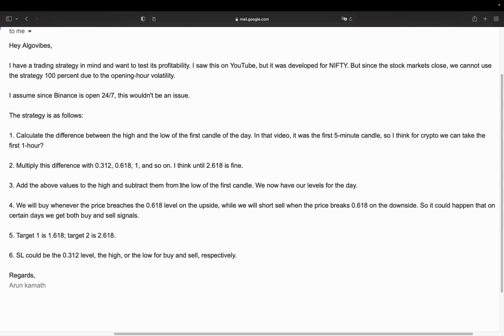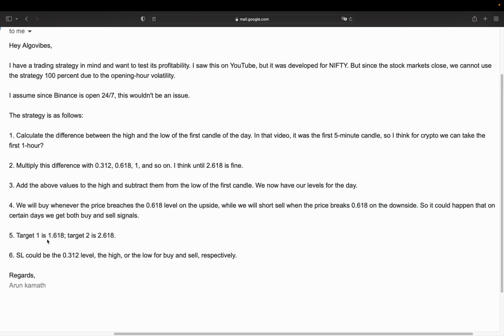Here I will deviate. I'm only showing the long side and ignore short selling for now. And I also do not think that taking the high as a reference is a good idea. Instead, I will add these values to the close instead of the high. We will buy whenever the price breaches the 0.618 level. Short selling is irrelevant, so I just skip this part here.